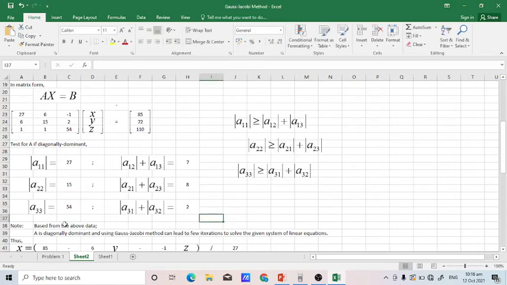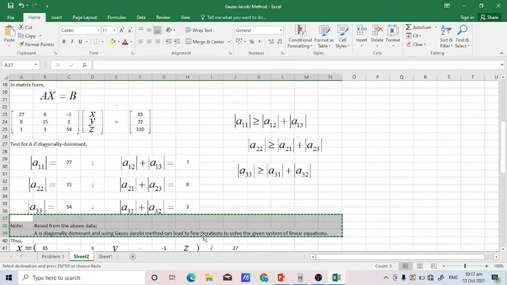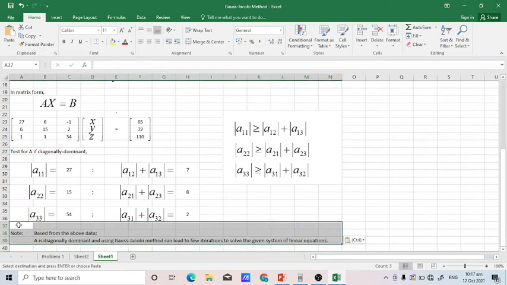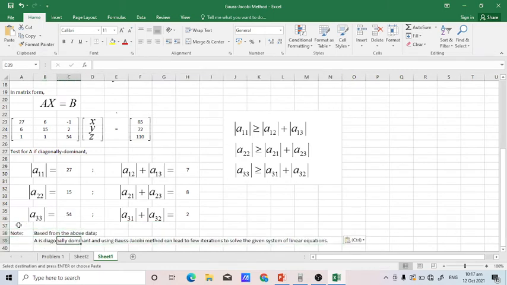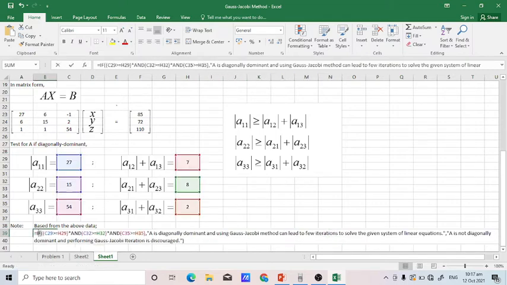So, kung na-satisfy yung tatlo, mag-comment lang tayo. So, note, based from the above data, A is diagonally dominant, and using Gauss-Jacobi method can lead to few iterations to solve the given system of linear equations. Okay?